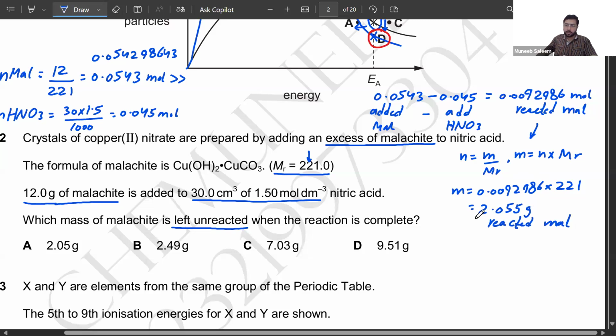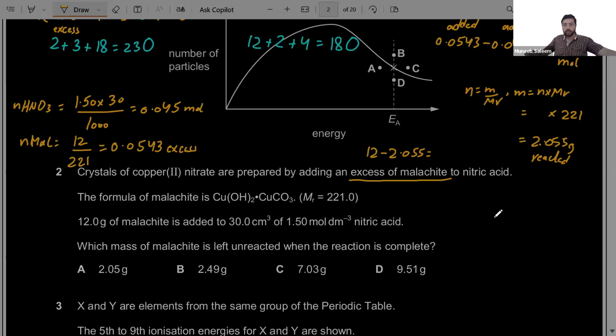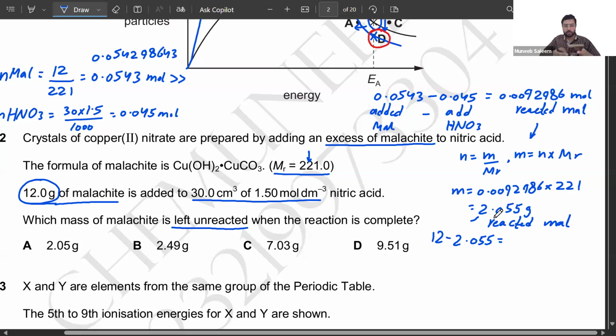We have to subtract this value from the initially added mass of the malachite. So we have to take the difference, 12 minus 2.055. This will give me 9.945.